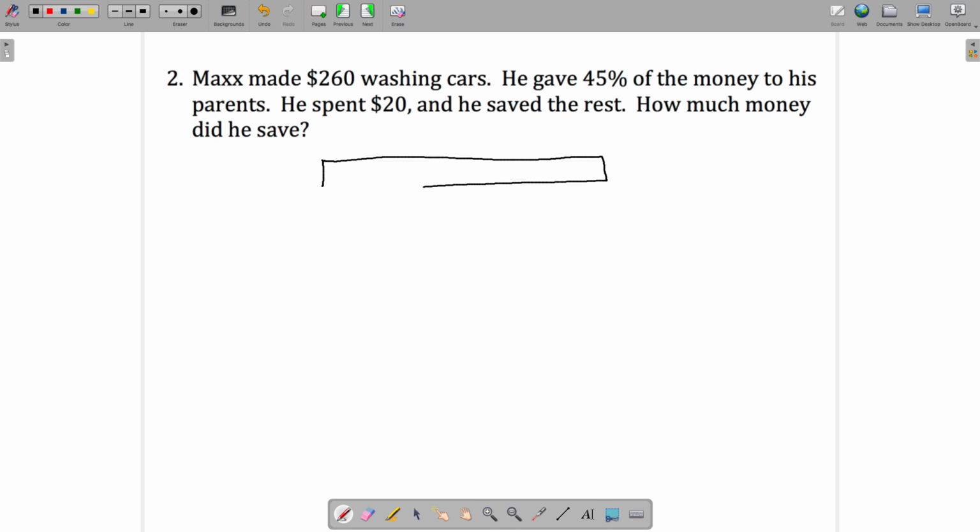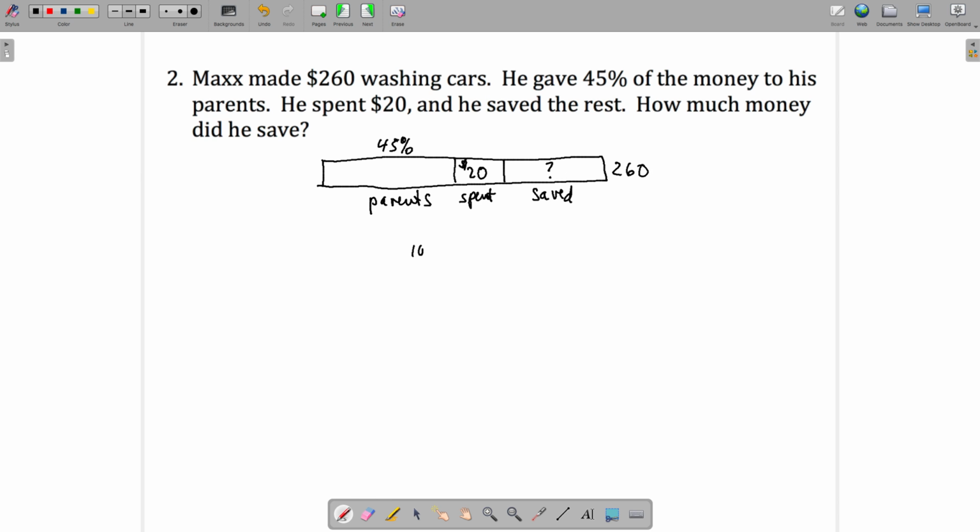Let's see. So 260 is the grand total. He gave 45% to his parents. He spent $20 and he saved the rest. How much money did he save? So this is the amount that I'm interested in. Well, in this case, I don't know the percentage here. So it looks like I'll want to find this amount, add those together, and then subtract that from 260 to find that amount.